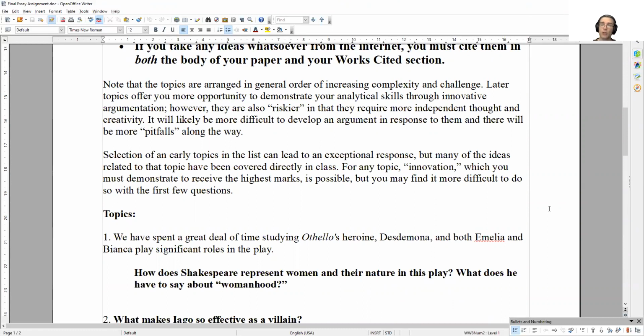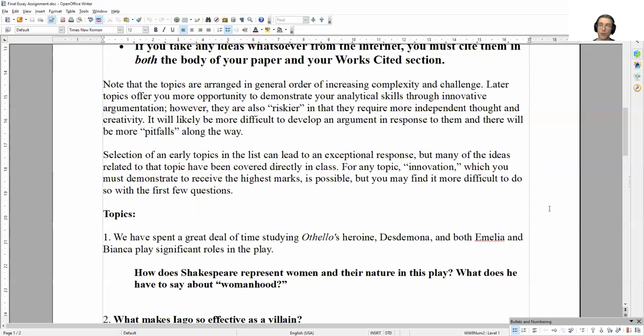However, it may be more difficult for you to demonstrate the ingenuity, the innovation that is necessary to achieve the highest marks using the earlier topics because they're issues that we have discussed, well, more frequently in our study of the play. The highest marks go to essays that draw on material and develop ideas that are well-grounded, but also innovative, things that we haven't discussed in detail or examples that I haven't chosen to unpack in the context of the video lectures.